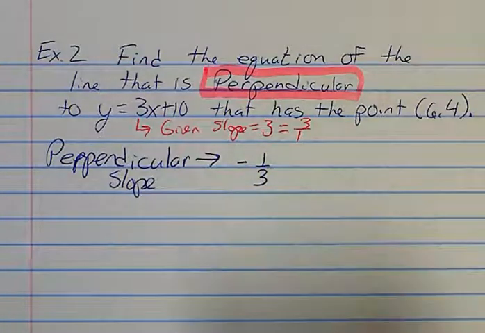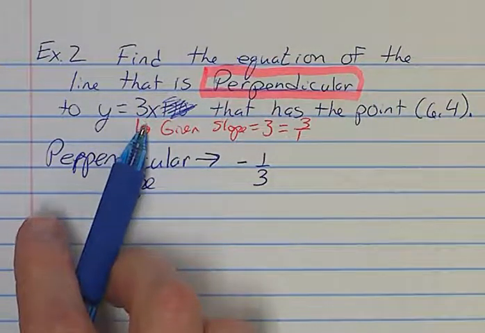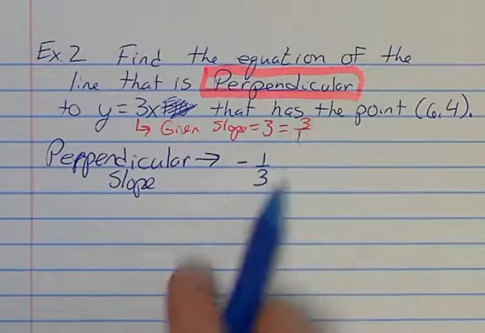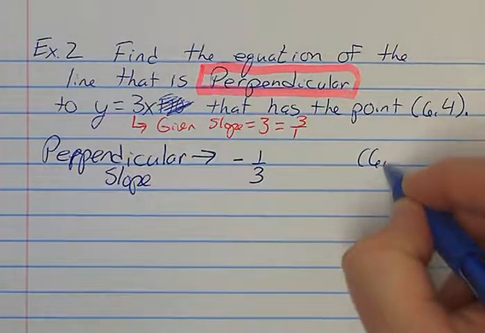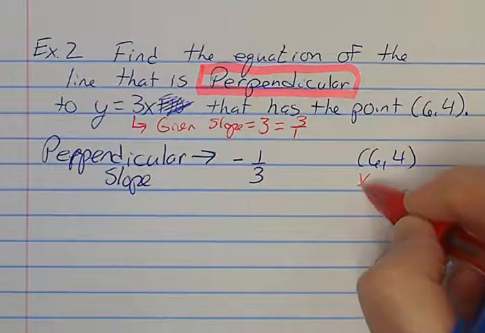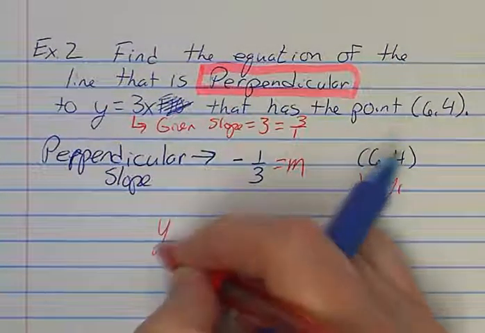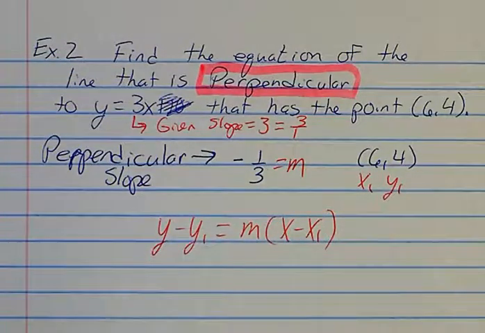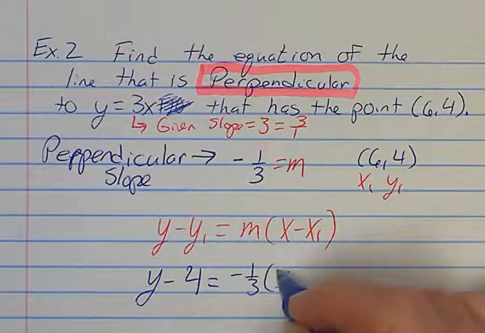So whenever you have that equation, you don't care about what this number is back here. All you care about is what the slope is. If it's parallel, use the exact same slope. If it's perpendicular, you've got to change it from positive to negative, and you've got to flip it upside down. Now, we still have the point (6, 4), so we still have the x1 and y1 there. And then we're plugging it back in. So it's y minus 4 equals negative 1/3 times x minus 6.